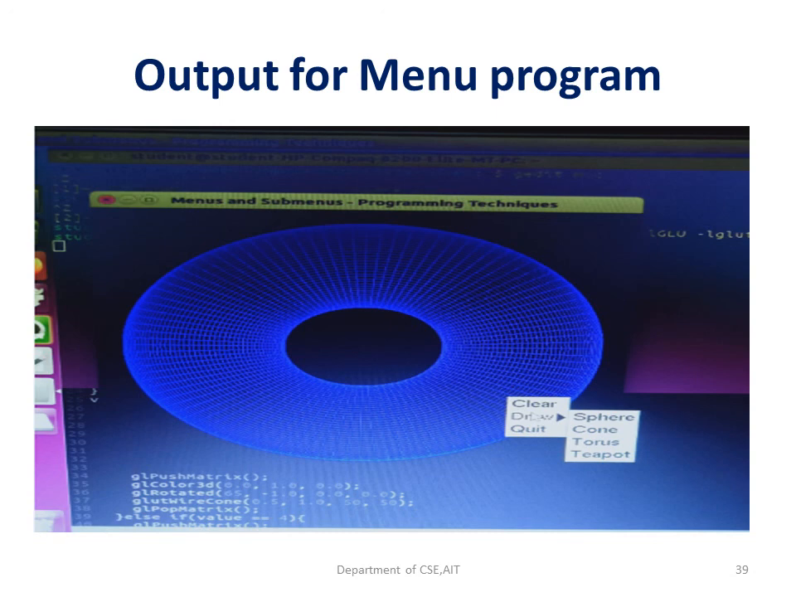In the draw you can go for any of the 4 shapes. So when it is torus, you get this output. Of course the color and everything is given in the respective function for the torus.